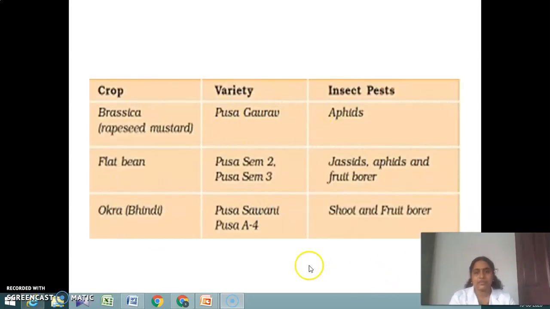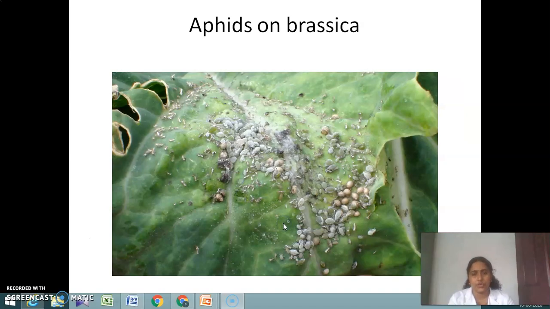The same table is there in our textbook. Brassica and its resistant variety Pusa Gaurav. Normally Brassica is affected by aphids, but if we use the Pusa Gaurav variety, there will not be any effect by aphids. Clear? The next one, flat bean, Pusa Sem 2, Pusa Sem 3, and normally insects like jassids, aphids, and fruit borer affect flat bean. Third one, okra, Pusa Sawani and Pusa A4, against shoot and fruit borer. I will show you the photographs of insects attacking.